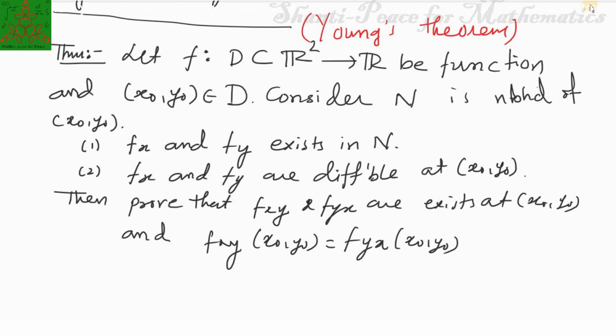In the Schwarz theorem, the continuity of one of the mixed partials is given: if f_x exists, then f_yx is continuous. Here the differentiability of f_x and f_y is the condition. That is the change between the Schwarz theorem and Young's theorem. If you want to check whether the mixed partials are equal, you can use either the Schwarz theorem or Young's theorem, whichever you like.